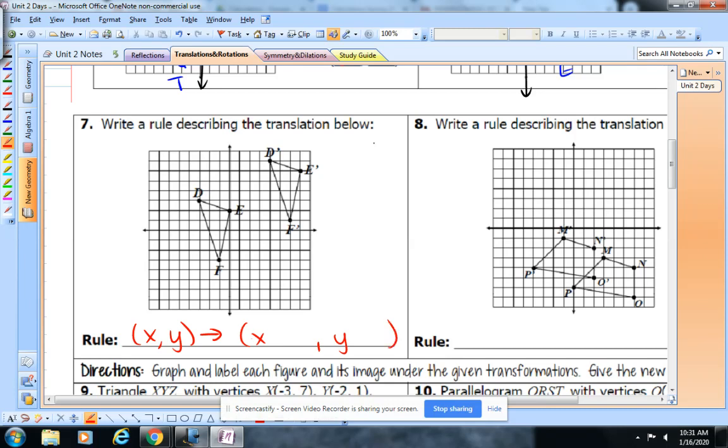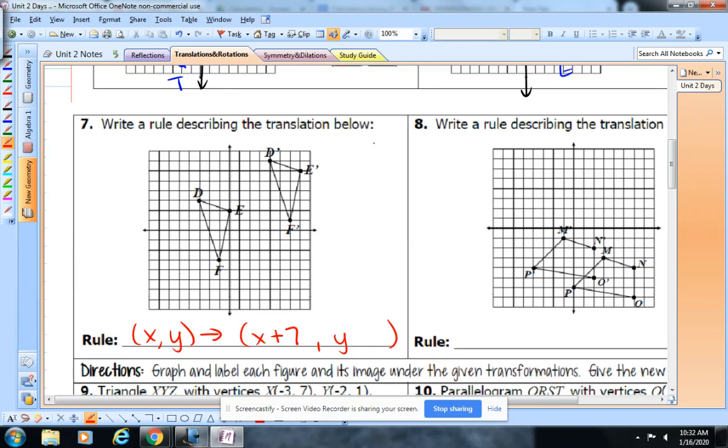Okay? So to go from D to D prime, do I go left or right? Right, so I'm going to be adding something. The right is the positive direction, left is the negative direction. So I'll go to the right how many times? 1, 2, 3, 4, 5, 6, 7. And I'm lined up, right? So we're going to add 7 to x.